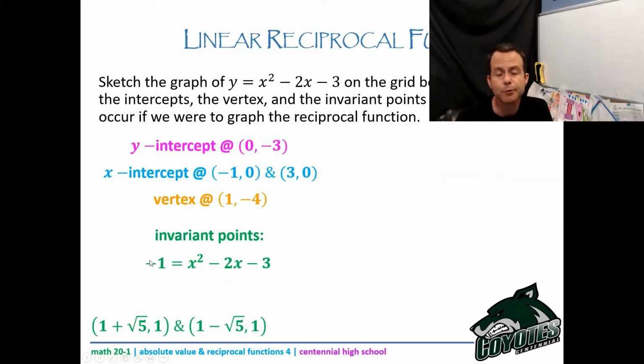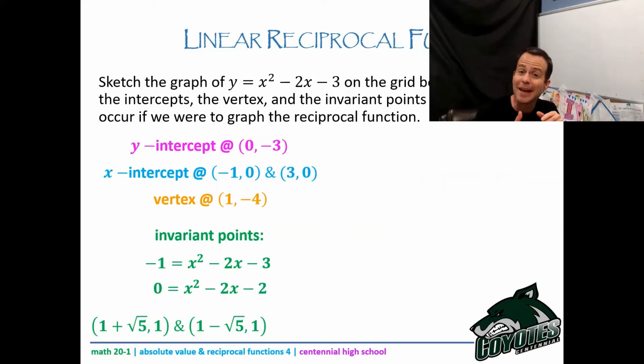Okay, so I've got -1 equals x squared minus 2x minus 3. I'm going to add 1 to both sides so that I can get it equal to 0, and that's going to give me 0 equals x squared minus 2x minus 2. Can I factor that? No, I still can't. So I'm heading back to the quadratic formula. This will be wonderful practice on the quadratic formula. So a is 1, b is -2, and c is -2.